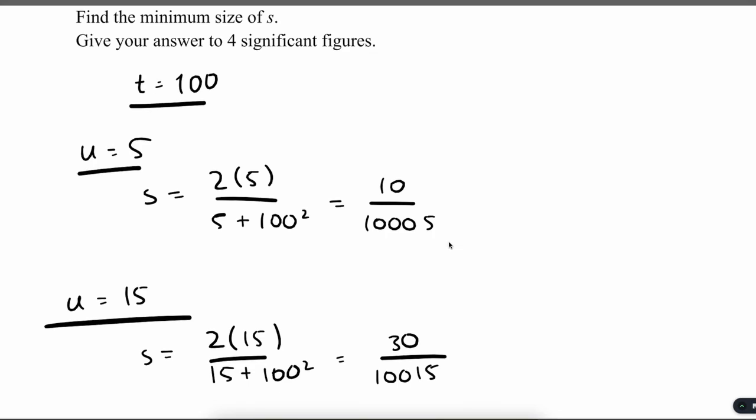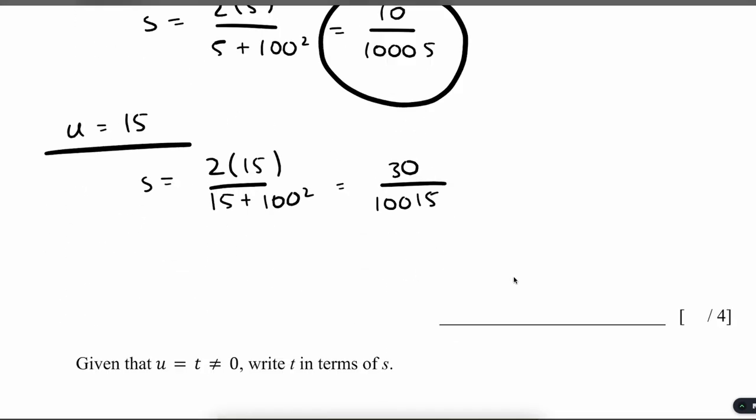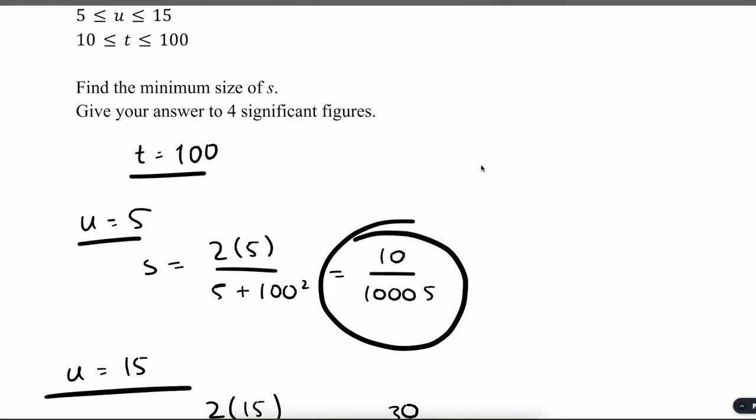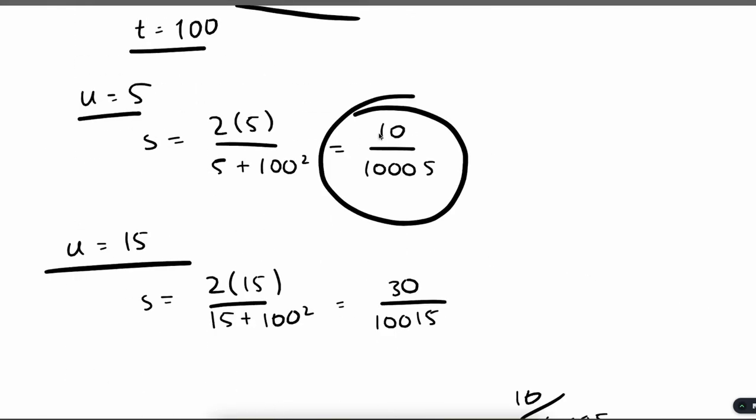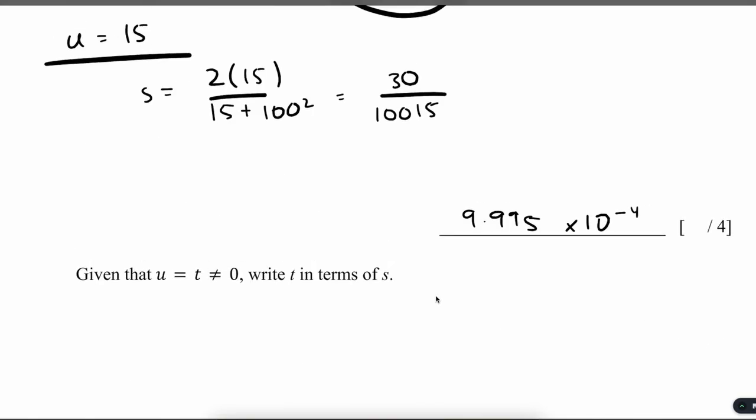You can use a calculator and get decimal values, which will show you that this one is smaller. So the answer is 10 over 10,005. Now, watch out, because it does say give your answer to 4 significant figures. So you don't actually want to give it as a fraction. You want to give it as a decimal, which is 9.995 times 10 to the minus 4. Next question.